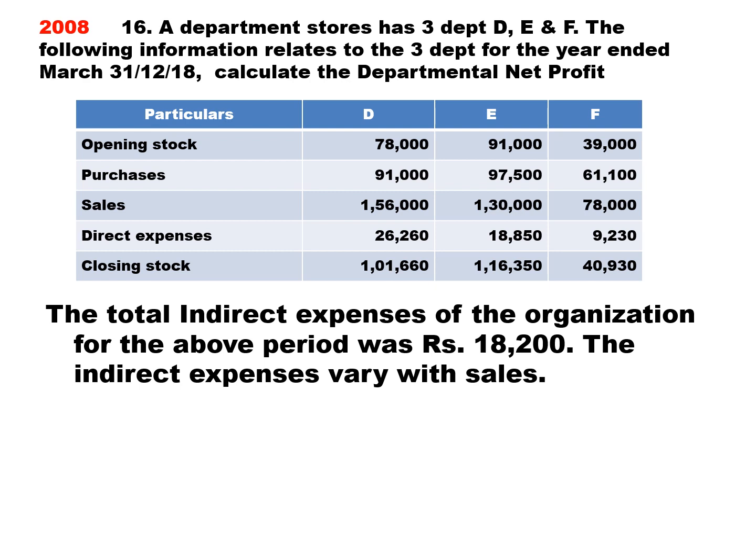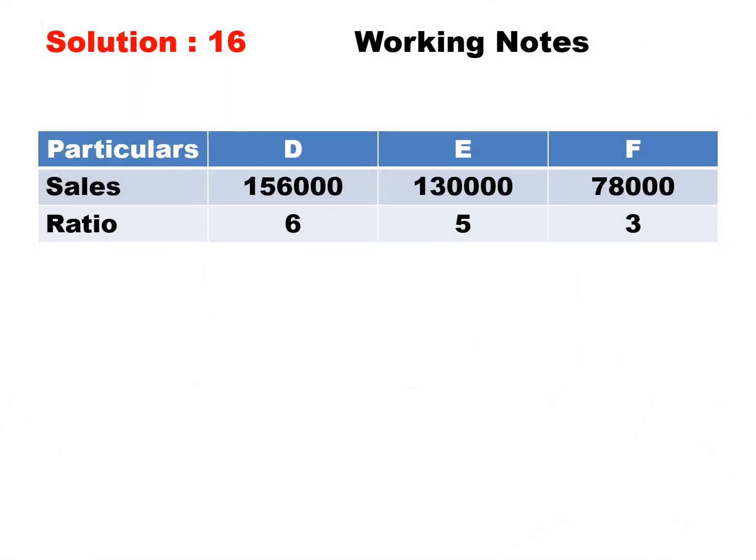First, let us calculate the sales ratio. So students, the first working note that you need to make is the calculation of sales ratio. Sales 1,56,000, 1,30,000, and then 78,000. If we simplify this, if we divide by 26, you can get a ratio of 6:5:3.